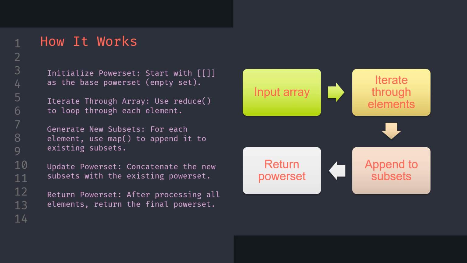Here's a step-by-step breakdown of how the function works. First, we start with an initial power set containing just the empty array. We then loop through each number in the array using the reduce method. For every existing subset, we create a new subset by adding the current number. Then we combine these new subsets with the existing power set to update it. After all elements are processed, we return the complete power set.